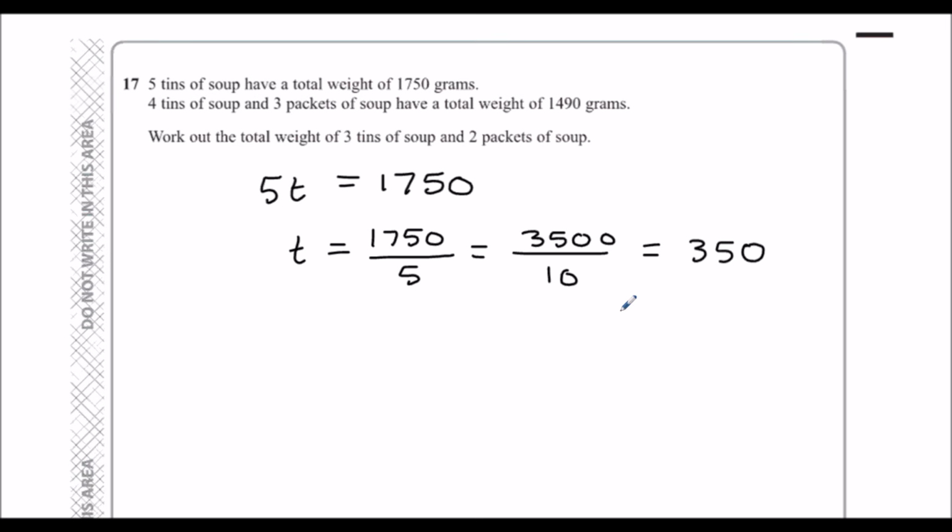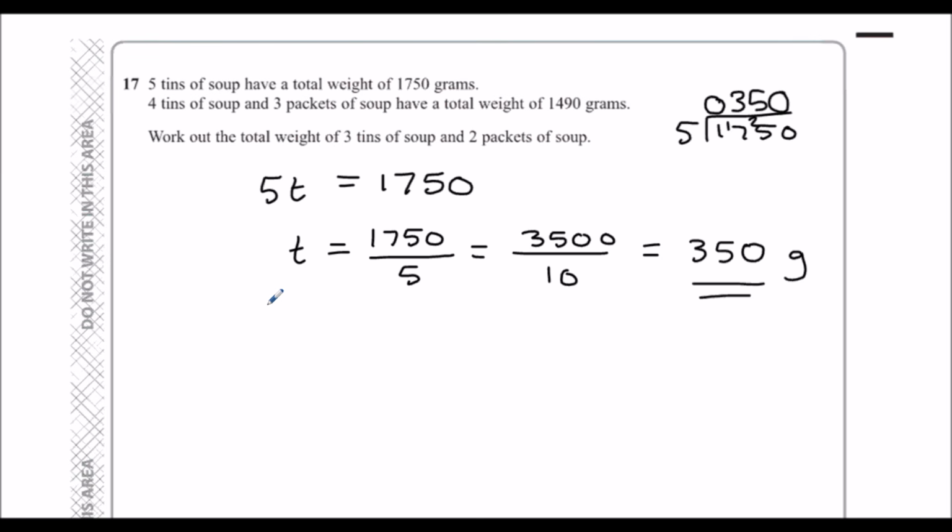Again, if you don't like doing that, you could have done long division there. So you could have gone 5 into 1,750. And I'll just go through this method quickly as well. So how many 5s go into 1? Absolutely none. We've still got the 1. How many 5s go into 17? That's 3 with 2 left over. How many 5s go into 25? 5. And how many 5s go into 0? 0. So 350. So a tin of soup is 350 grams.